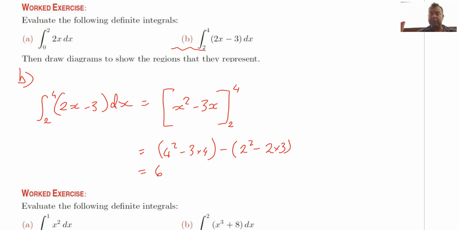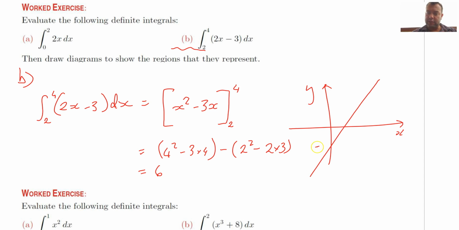Just like that. So a little bit easier than sketching and calculating areas and so on. Now it does ask us to draw a diagram and sketch this, so what would that look like? Well, here's x and y, 2x minus 3, that's what we're looking at, so that looks like this. And so it's negative 3 here, and there's going to be 1.5 here. And we want it between 2 and 4. That's 2 there, and 4 there. That's the region that we're interested in.